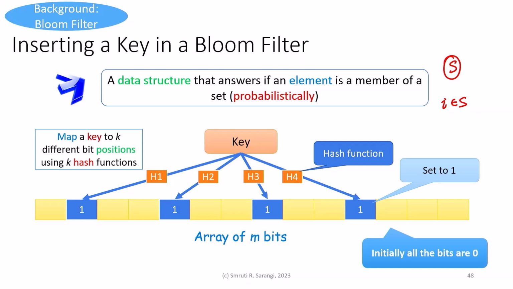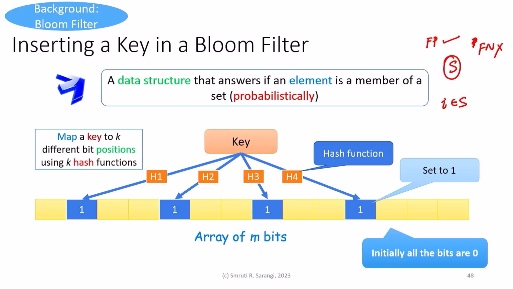The yes cannot be trusted. If it says yes, it may not be there. There is a probability, which means false positives are allowed. But if it says no, it is definitely not there, which means false negatives are not allowed. So, false positives are sadly allowed. False negatives not allowed. All right, so far so good.